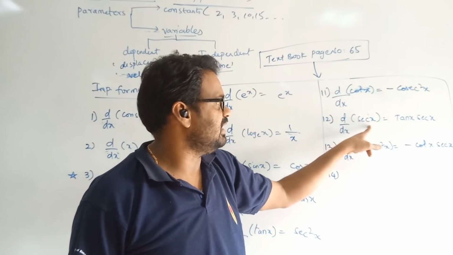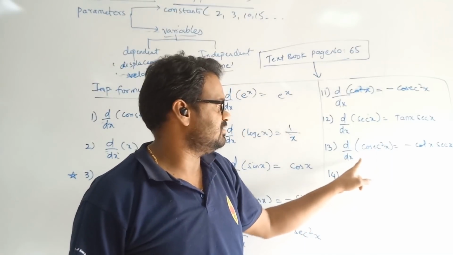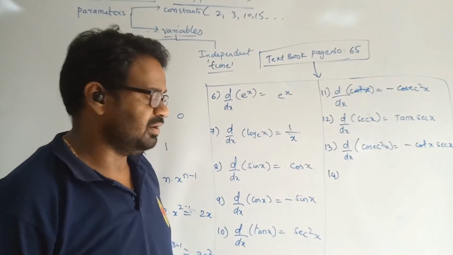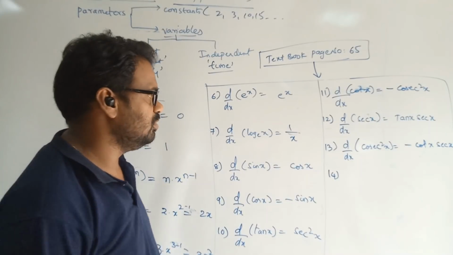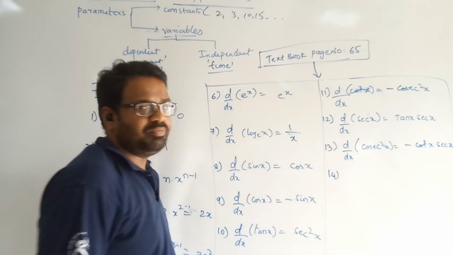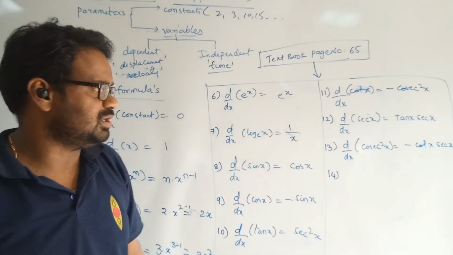d by dx of secant x is secant x tan x. d by dx of cosecant x is what? Minus cosecant x cot x. I urge you to learn these formulas, which are present in the textbook, page number 65. Those who have Telugu Academy textbooks can refer to this page to understand these formulas.